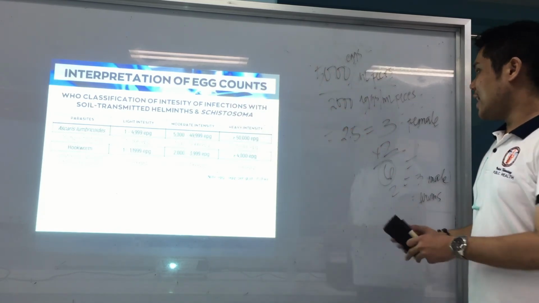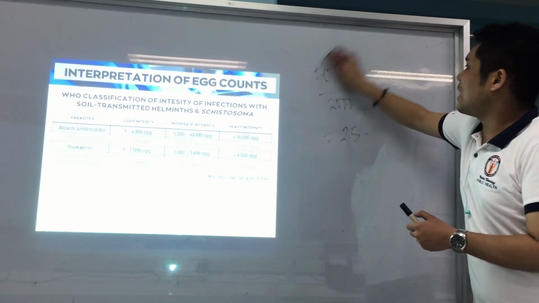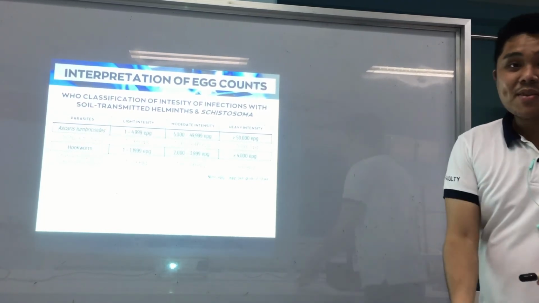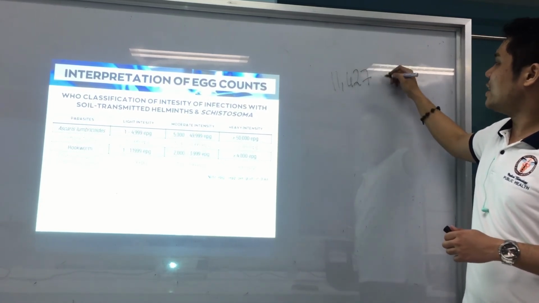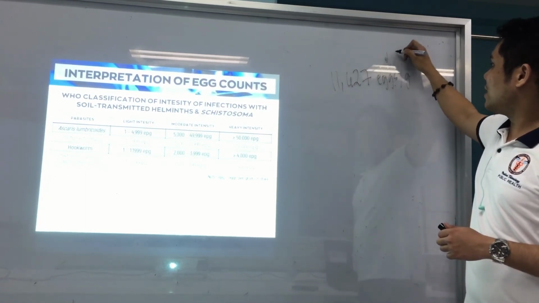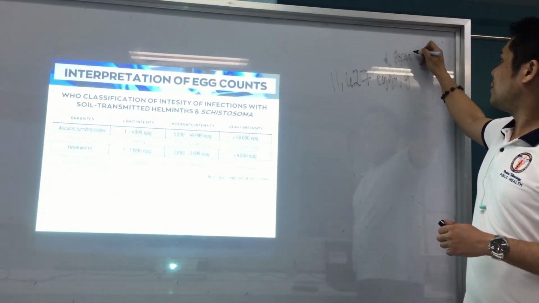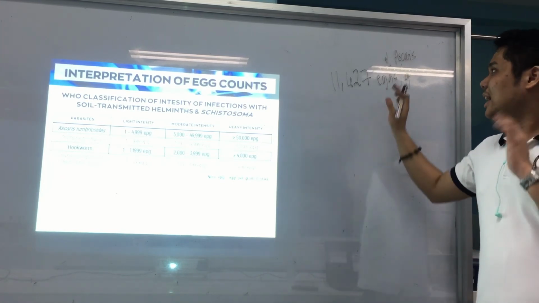All right. So let's say our example a while ago is 11,627 eggs per gram, eggs of Ascaris. Is that Ascaris? Is that right? Or Trichuris? I think it's Ascaris. I forgot. Okay, anyway, let's just say Ascaris.